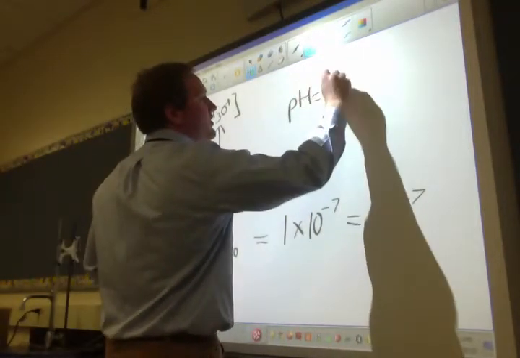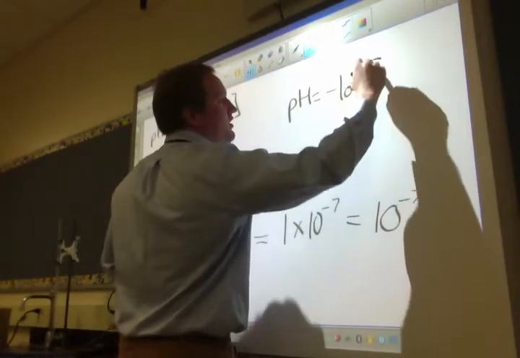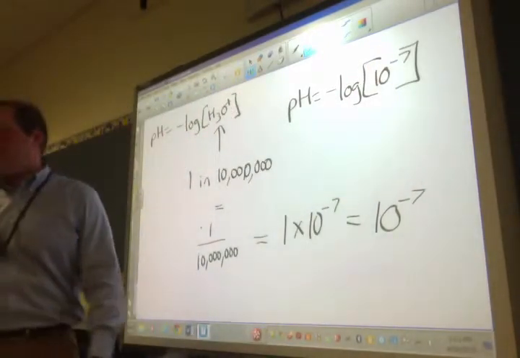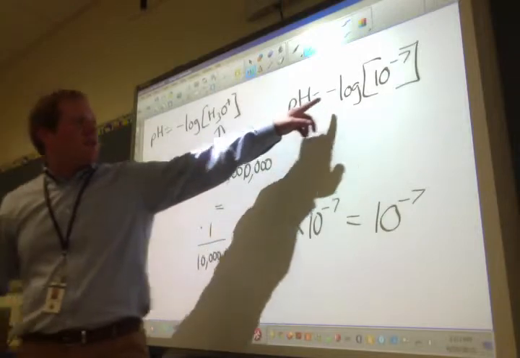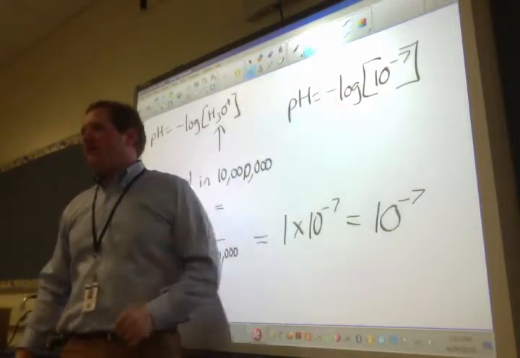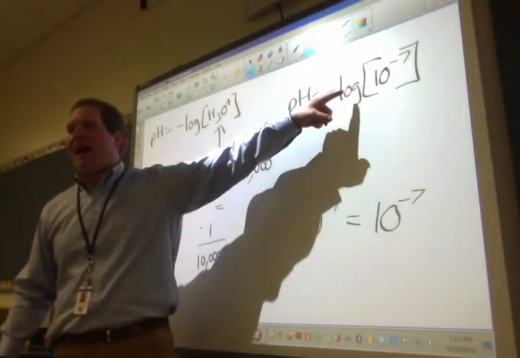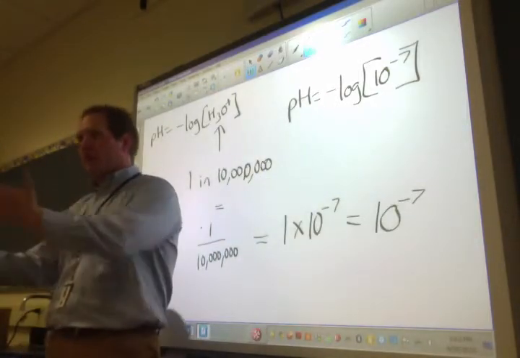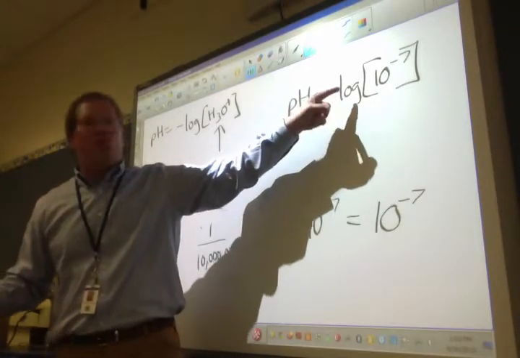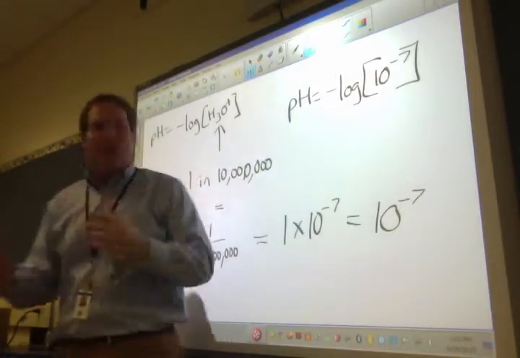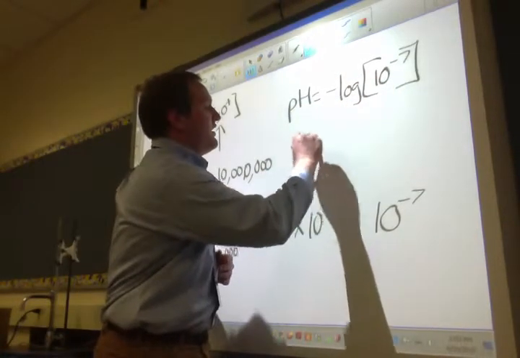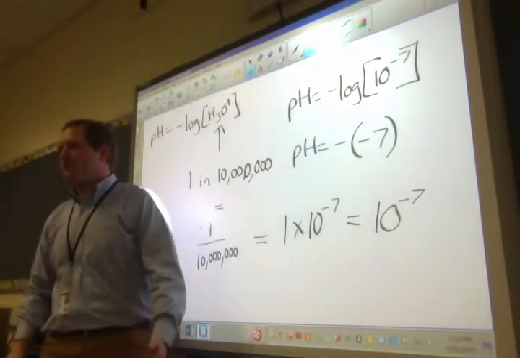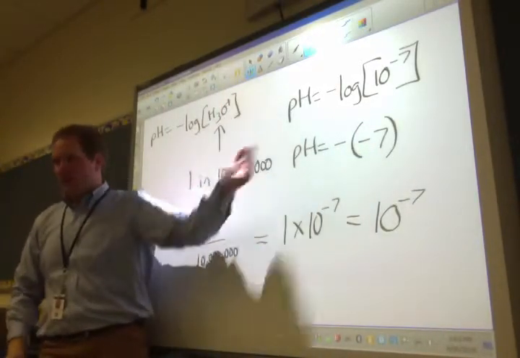pH equals negative log of 10 to the negative 7th. Before you plug this into your calculator, this means, first of all, log 10 to the negative 7 means 10 to the what power gives you 10 to the negative 7th power? Right, it's very simple. 10 to the what power gives you 10 to the negative 7th? Negative 7. So log is negative 7, and pH equals 7. What is pH? 7.